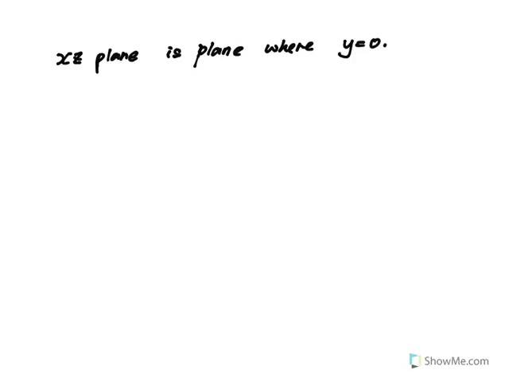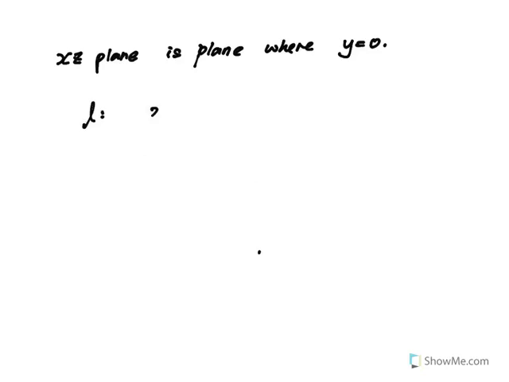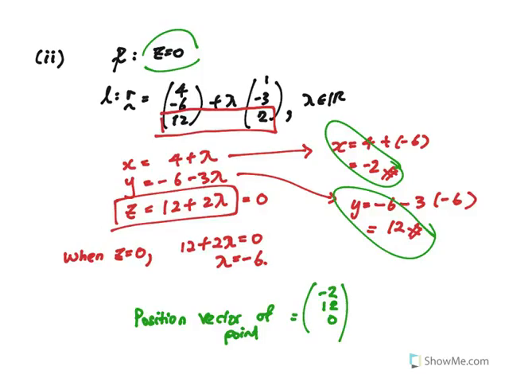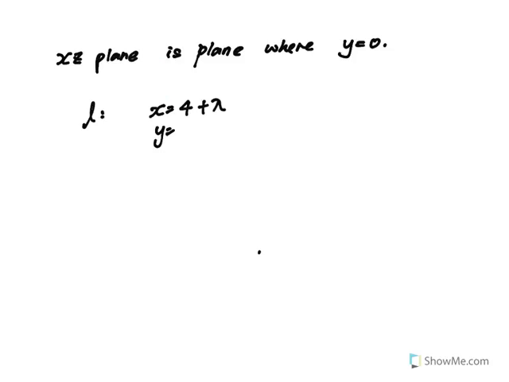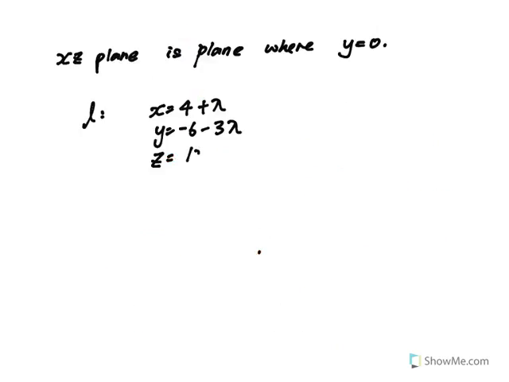Recall the equation of the line. We have the equation of the line over here: x equals 4 plus lambda, y equals negative 6 minus 3 lambda, z equals 12 plus 2 lambda. Okay, so with that.